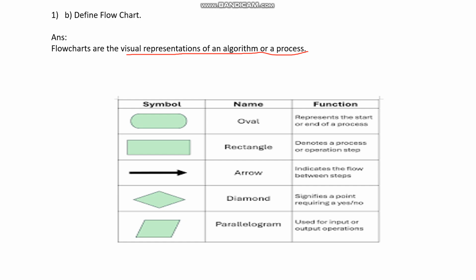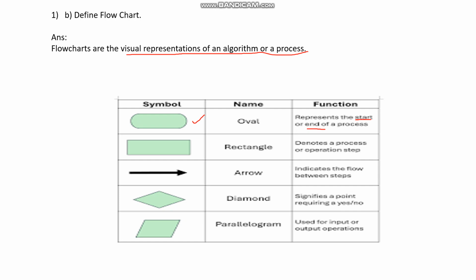Here are the symbols used in the flowchart. The very first symbol is the oval symbol. The oval symbol represents the start and stop operations. Means it represents the beginning of the algorithm as well as the ending of the algorithm.